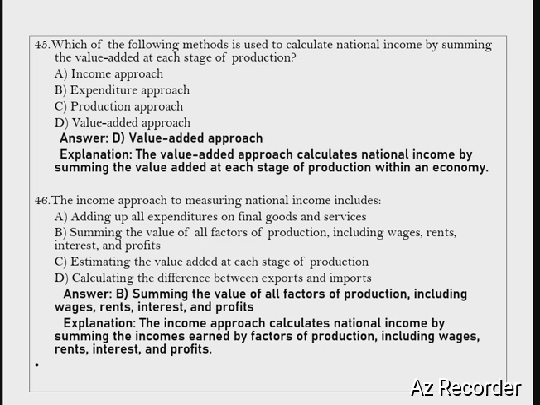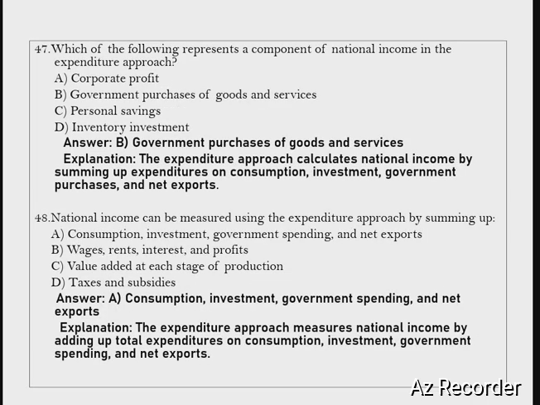an economy. Next question: the income approach to measuring national income includes option A, adding up all expenditure on final goods and services. Option B, summing the value of all factors of production including wages, rents, interest and profits. Option C, estimating the value added at each stage of production. Option D, calculating the difference between exports and imports. Correct answer is option B. And its explanation: the income approach calculates national income by summing the incomes earned by factors of production including wages, rent, interest and profits.